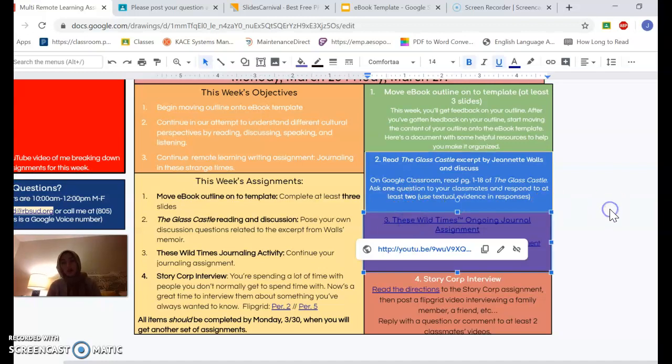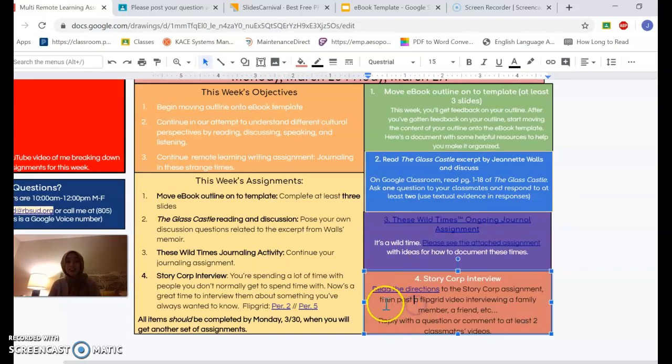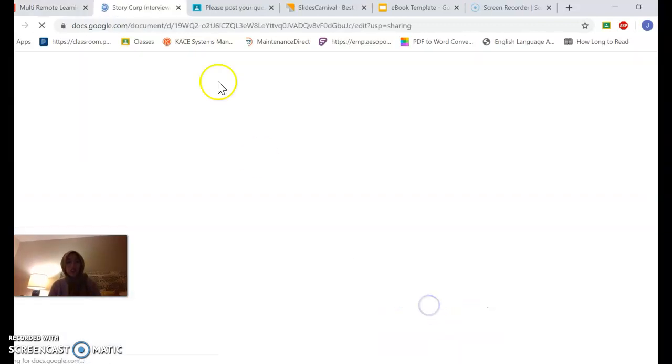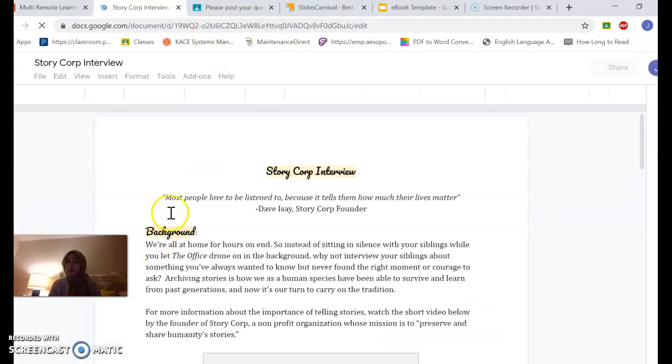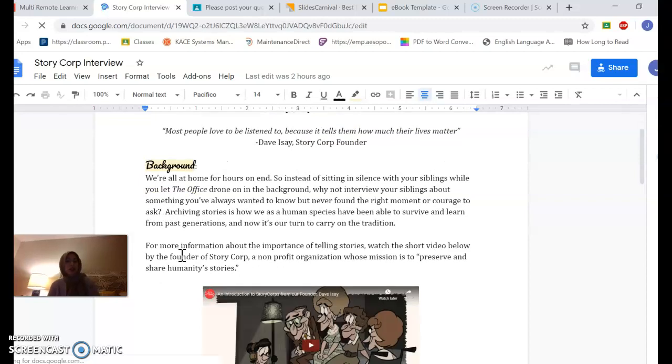Again, continue with your ongoing journal assignment. And then finally, this last thing that I'm really excited about. This is a StoryCorps interview. I'm sure you guys have been spending a lot of time with people in your family that maybe you don't usually get to spend a lot of time with, or you're usually in your own separate rooms, but now you're really bored of your room.